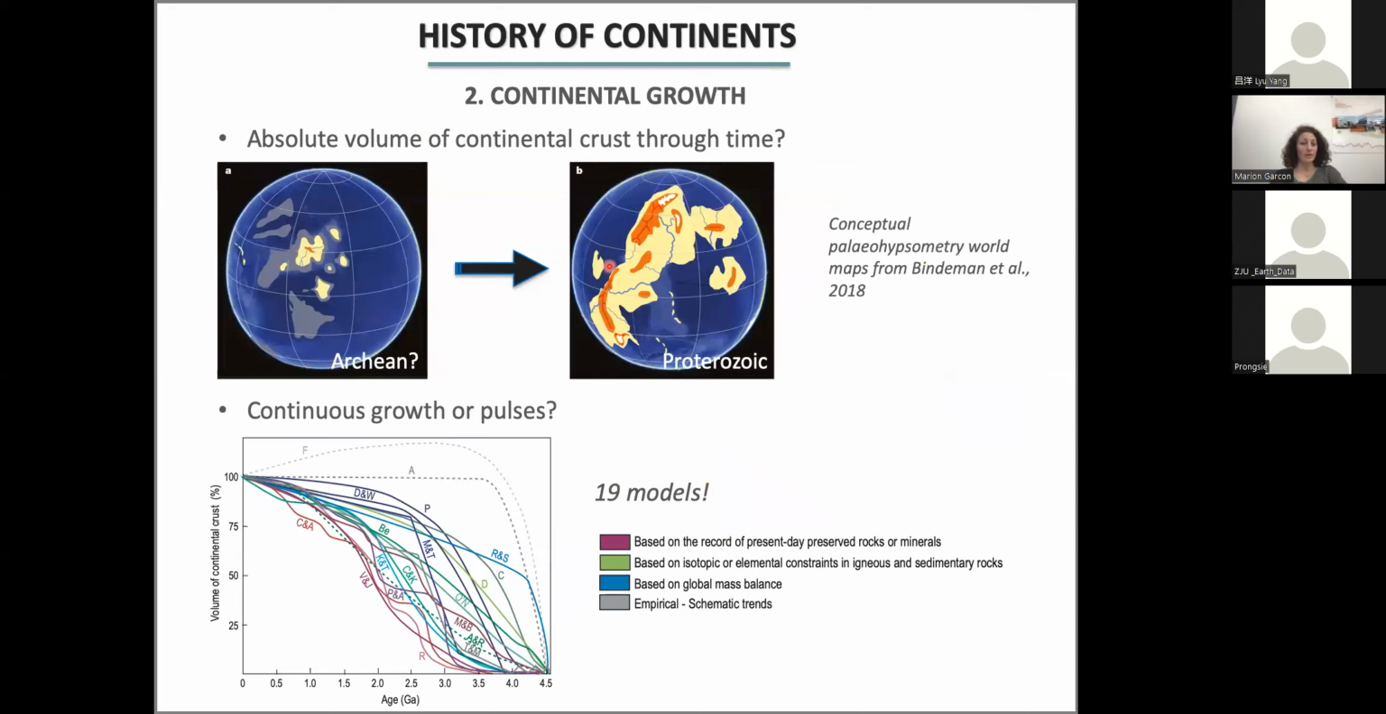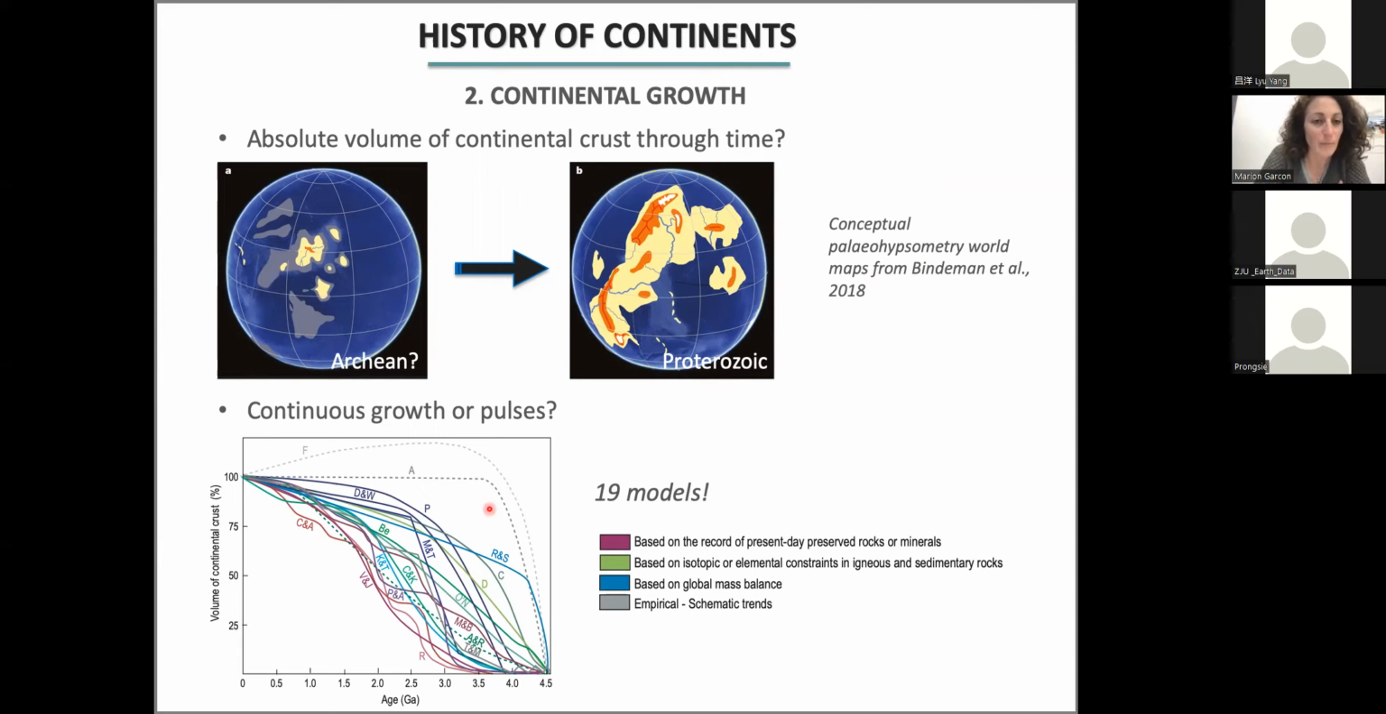The second big debate we have about the history of continents deals with their growth through time. Basically, whether we had not a lot of continents in the Archean, and how that evolves through time, whether we had very quickly a lot of continents or not. And so we also have all these different models that have been suggested for the growth of continental crust. So I'm not going to add another curve to this diagram. I think there are already enough.